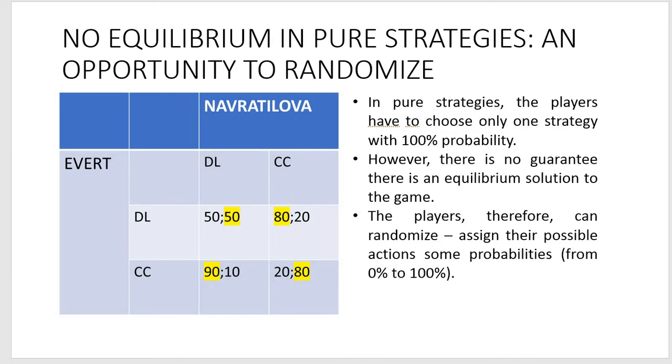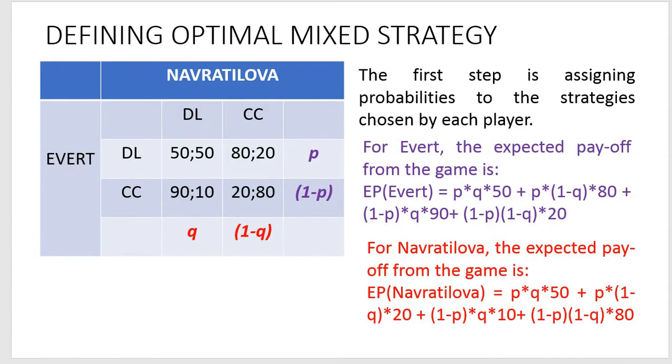So how to define the optimal probability assigned to each strategy? You have to start with assigning probabilities to the player's possible strategies. So let's say here that Evert will choose DL with probability P. Evert will choose CC with probability 1 minus P, since we have only 2 possible strategies for Evert. Navratilova will choose DL with probability Q, and CC with probability 1 minus Q.